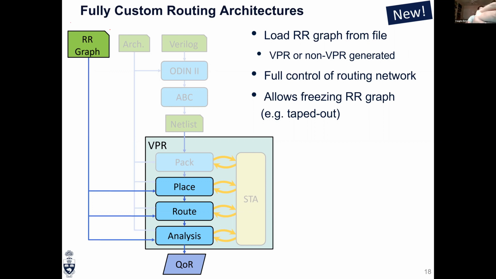So for those cases, you can now load in the very detailed, very large, usually gigabytes in size, representation of all of the routing in the chip. And you can just load it in as a flat graph from disk. So that gives you full control if you have something that doesn't fit in that architecture specification language that I mentioned, or you just never want it to change.